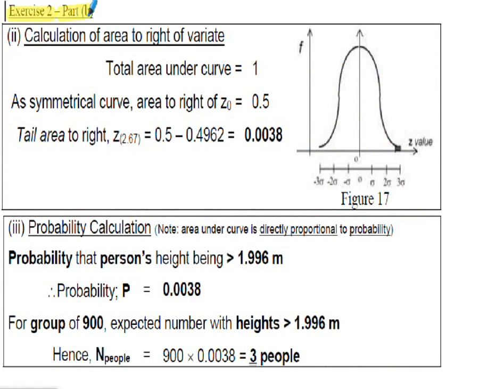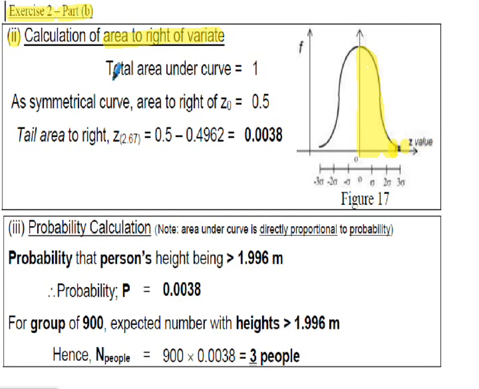Exercise 2, part B continued. This is step 2. What we need to do is work out the area to the right of our variate this time, because we are looking for heights greater than 1.996 meters. So a variate of 2.67 is up here, and what we've done so far is worked out the area from our table for this part of the normal distribution curve. But we're looking for heights above the 1.996 meters, so we want to find what's called the tail area, the area up here.